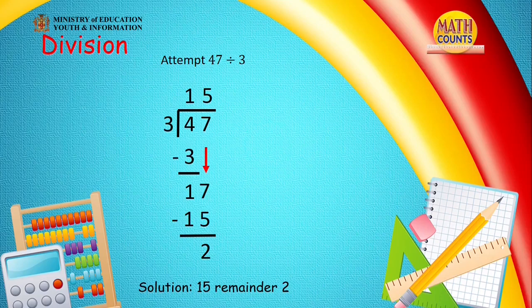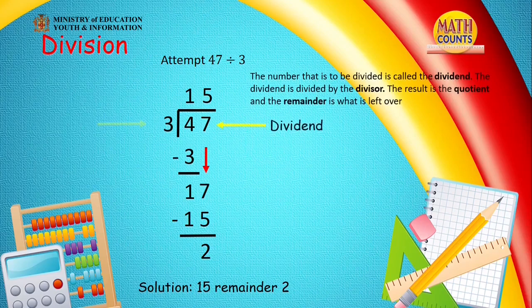Why did I take you through this? Is it that I think you don't remember how to divide? No, but there are some things we need to remember. The number that is divided is called the dividend. The dividend is divided by the divisor. The result is the quotient, and the remainder is what is left over. Now, these are some very important terms for today's lesson because they're not only used in arithmetic division, but also in polynomial division.